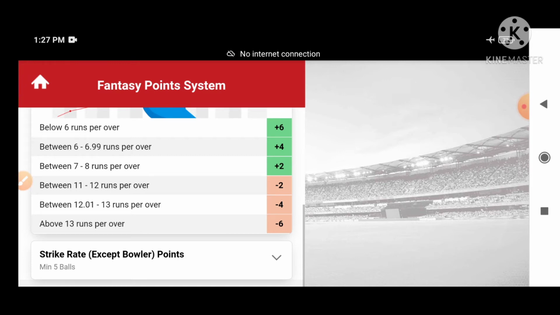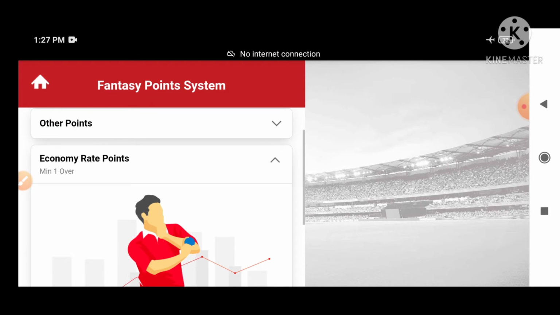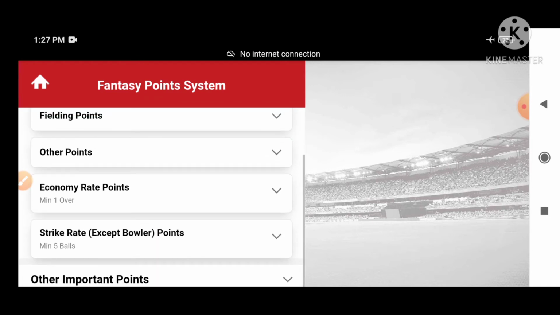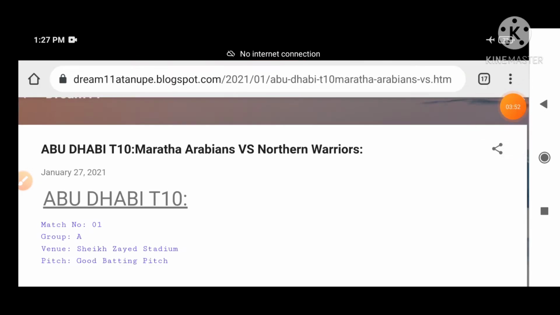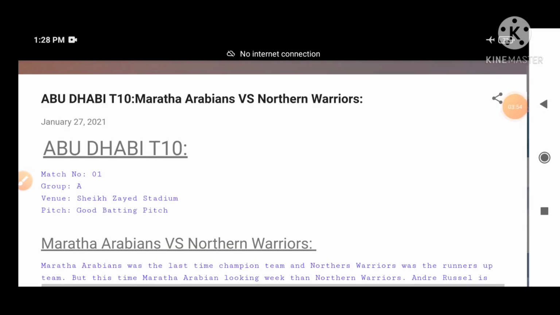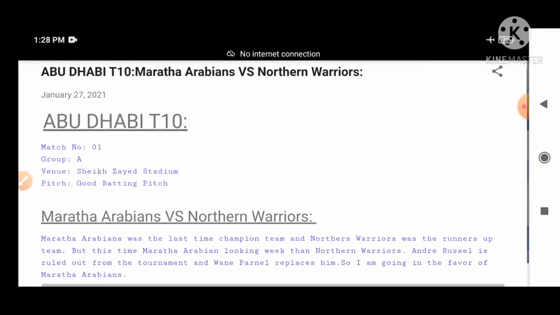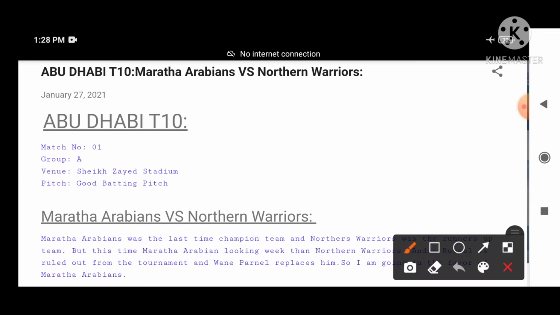So I will discuss everything one by one. Now I am coming to my Abu Dhabi T10 stats, and the articles that I have written. The Abu Dhabi T10 first match is at the Sheikh Zayed Stadium, and it's a good batting pitch. In Abu Dhabi teams always try to score big, so the pitch will be similar, a good batting pitch.